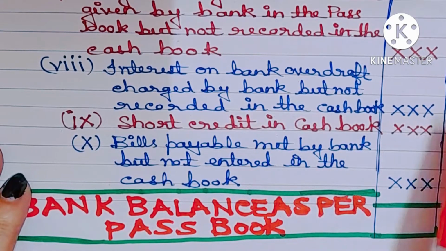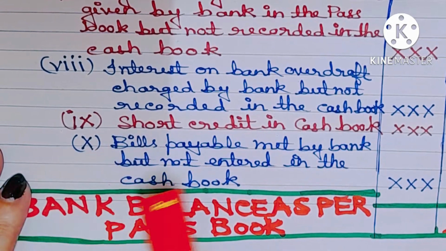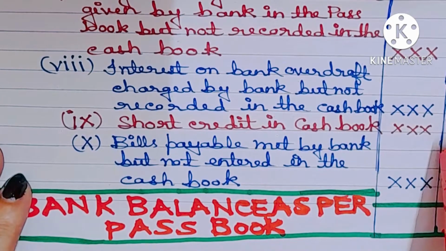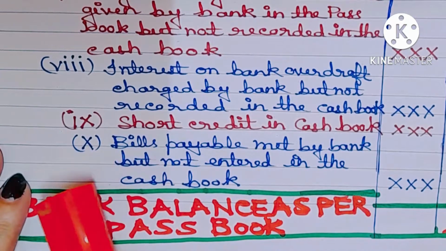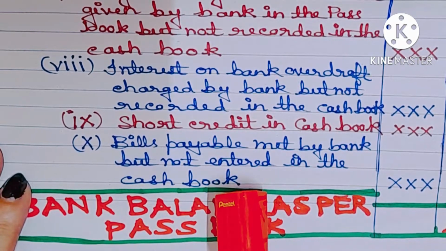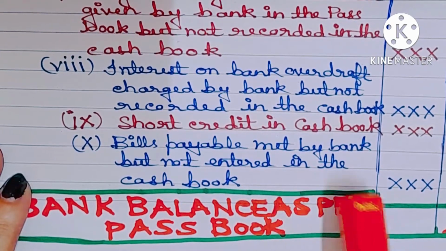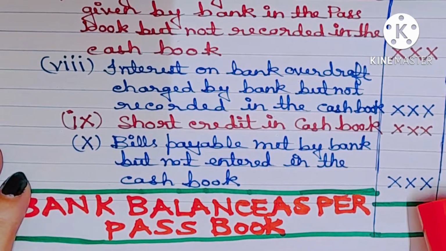Understood? Number 9. Less short credit in cash book. The amount will be written in the first column or inner column. Number 10 or the last one. Bills payable made by bank but not entered in the cash book. The amount will be written in the first column or inner column. Understood?